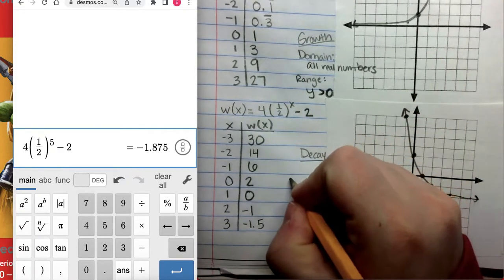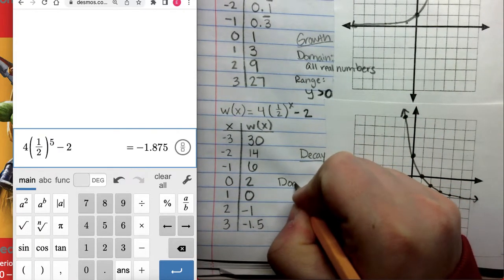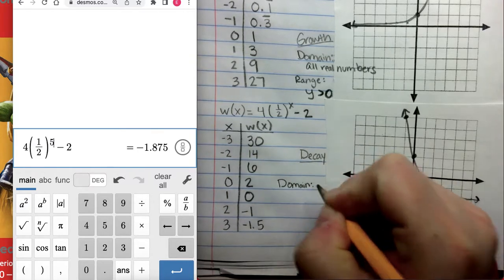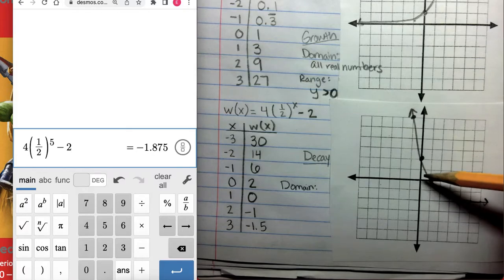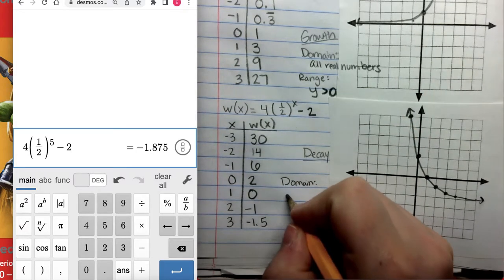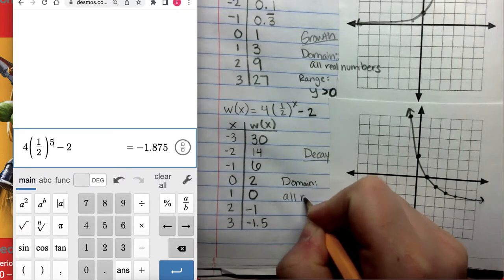All right, domain and range real quick. And then that is it for notes for try 2. Domain is left and right. This is going to keep going right, right, right. This keeps going left, left, left. So domain is all real numbers.